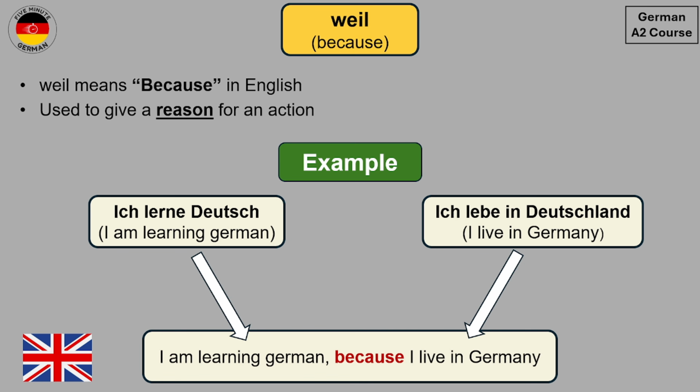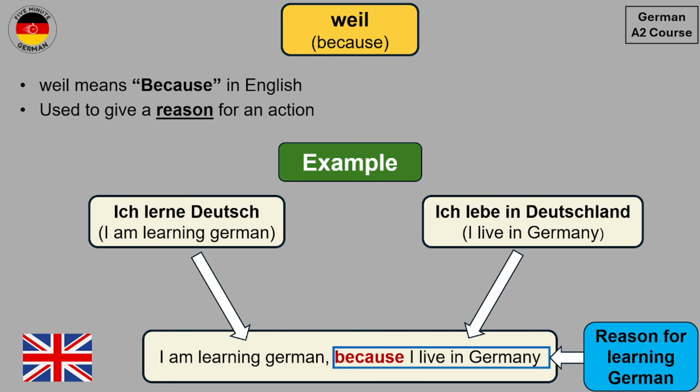I have only given the English translation over here so that you can first understand when we use weil or because. When we combine the two sentences with because, the new sentence will be I am learning German because I live in Germany. And you see, the second part of the sentence gives us the reason for learning German.